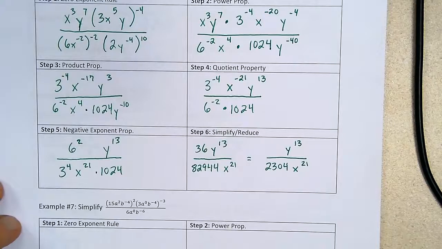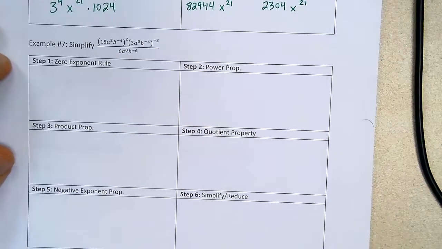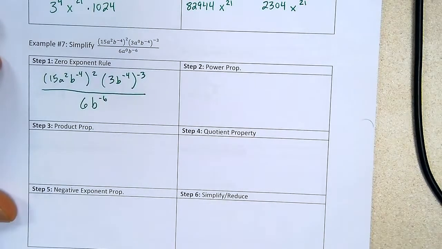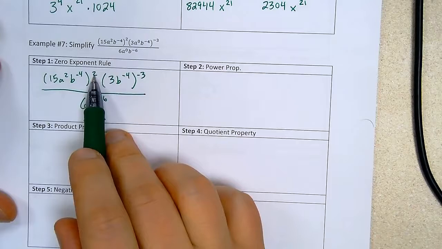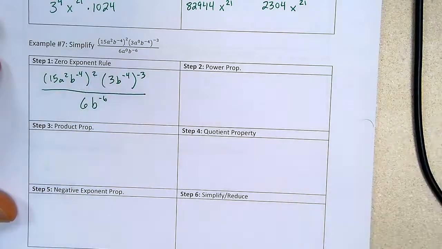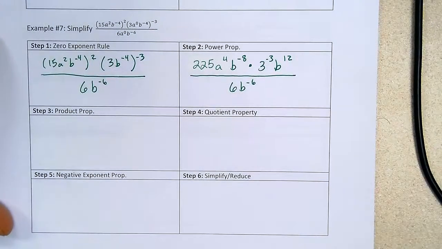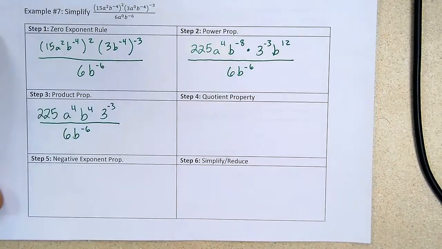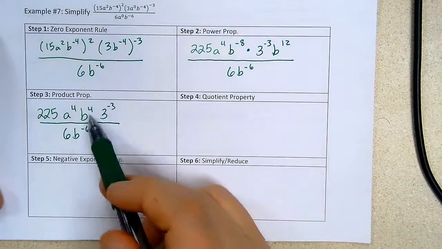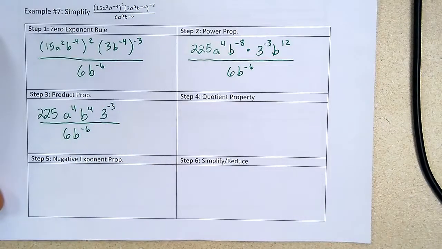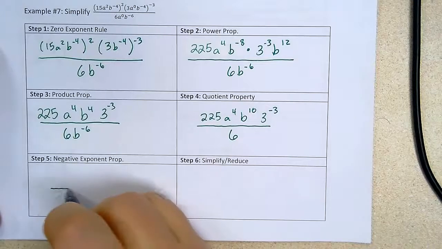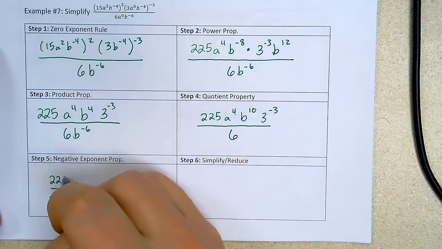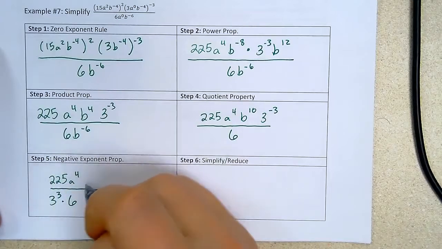Start with the zero exponents. I see them, there's a couple of them. Then we'll apply the power rule, power property, the 2 and the -3. Then we're going to use the product property, combine these b's in the numerator. Then we'll use the quotient property with the b's on top and bottom. Then the negative exponent property. Bring that 3 to the -3rd to the denominator. And then we will simplify.